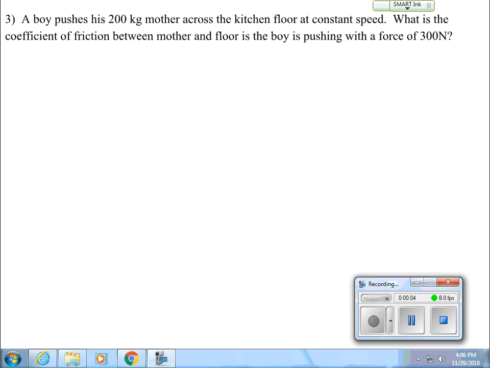Okie dokie. All right, we're going to have a boy push his mother. Hopefully she's on a sled going across the kitchen floor. And we want to pay really close attention to the word constant speed.